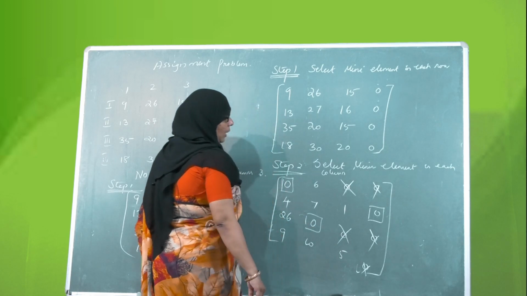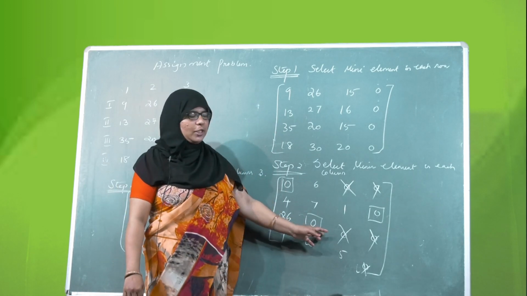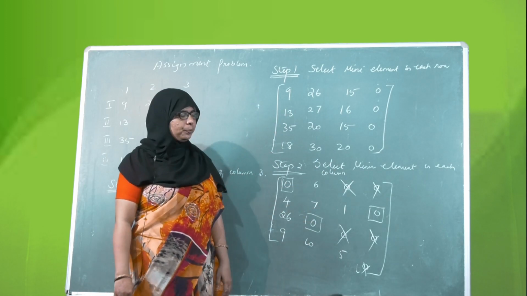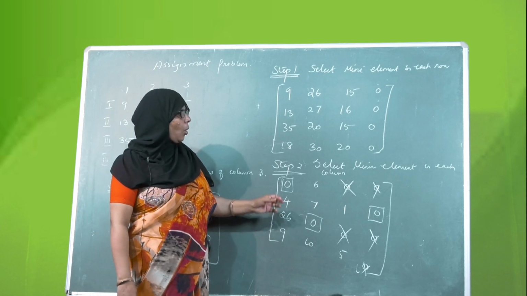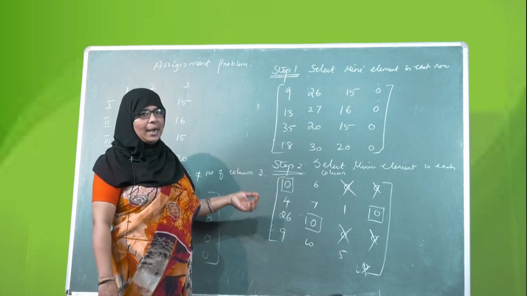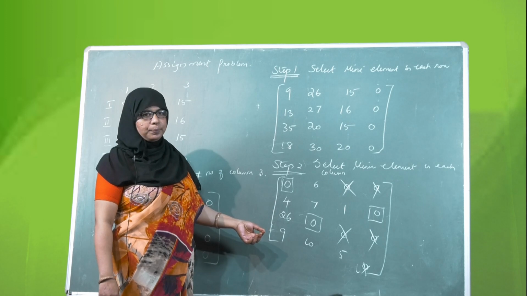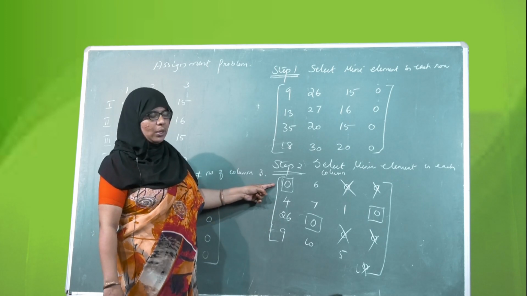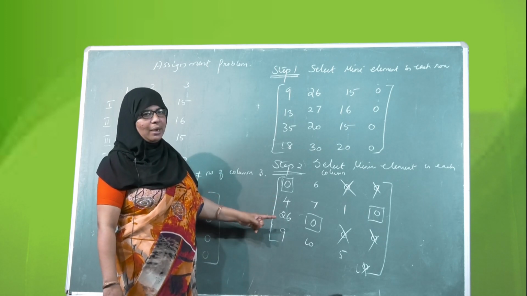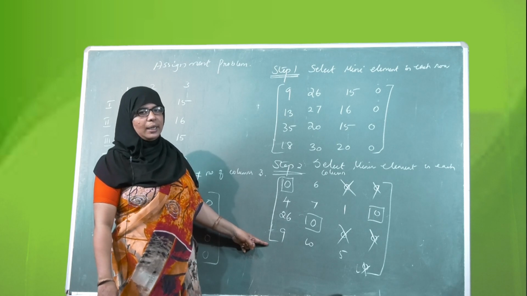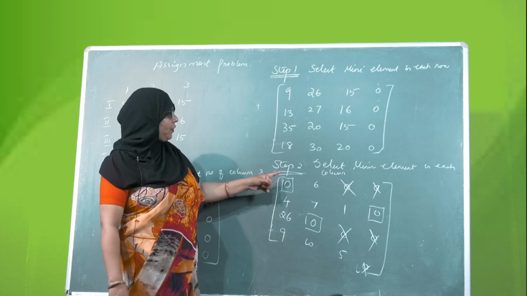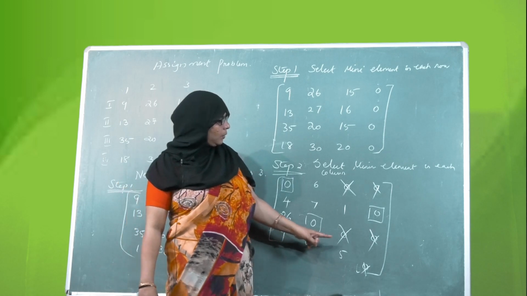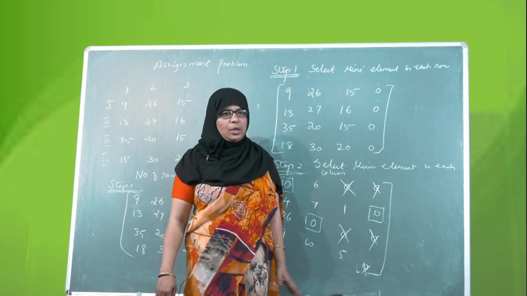So, you make a cross on the corresponding zeros in the next row. You have to check all the zeros allocated in each row and each column. First row, the zero is allocated. Second row, third row and fourth row, there is no allocation of zero. First column, second column, third column, no allocation, fourth column.